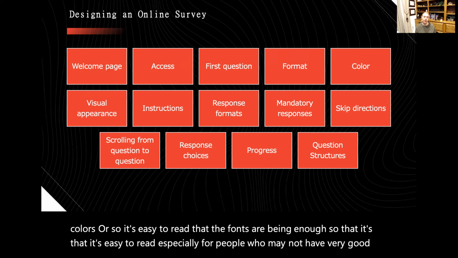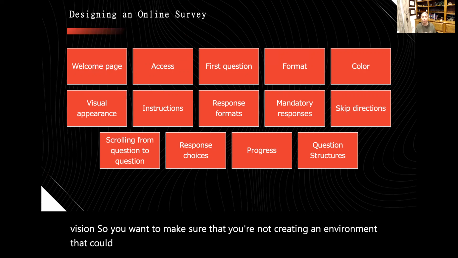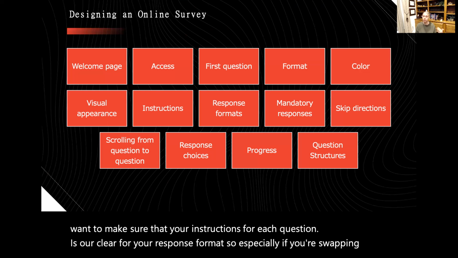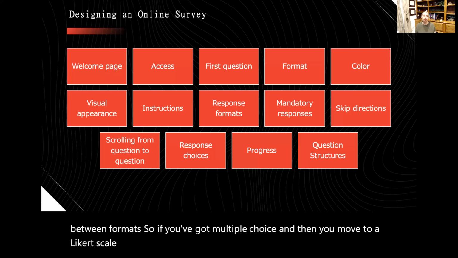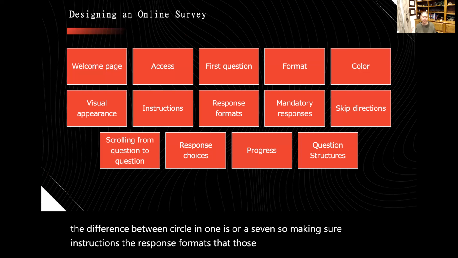So you want to make sure that you're not creating an environment that could interrupt the ability to complete the survey. You want to make sure that your instructions for each question are clear for your response format, especially if you're swapping between formats. If you've got multiple choice and then you move to a Likert scale, you're clearly articulating the difference between circling a 1 or a 7. So making sure that the instructions and the response formats are all very clear.